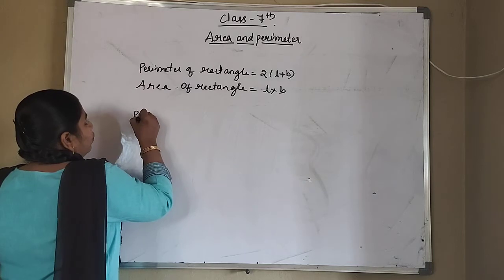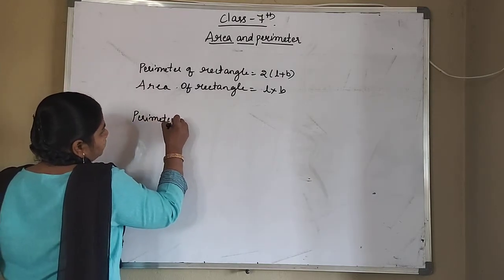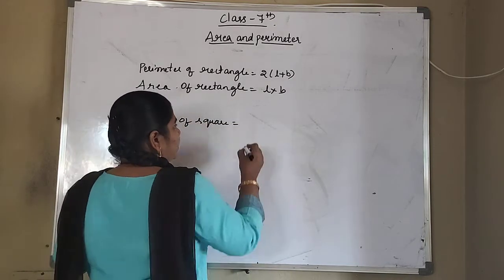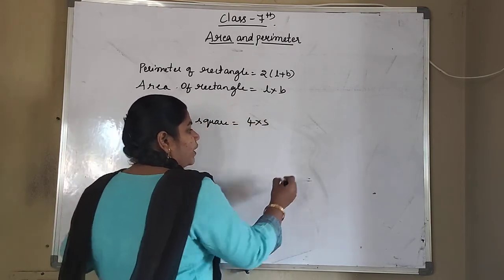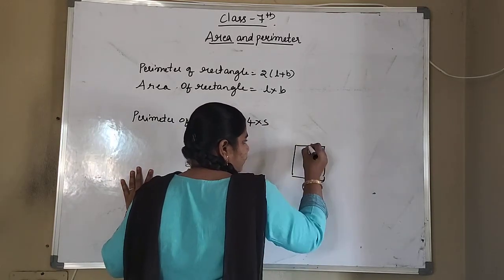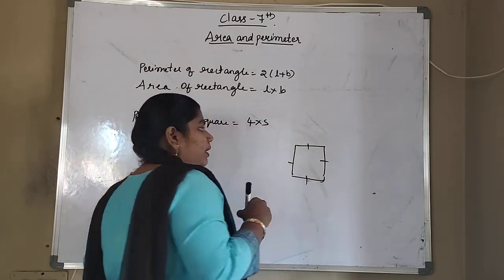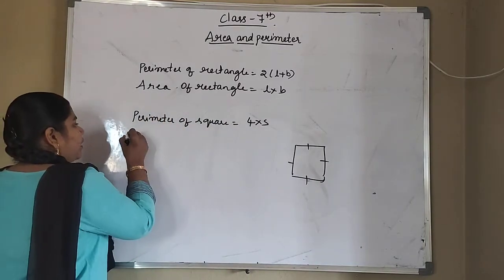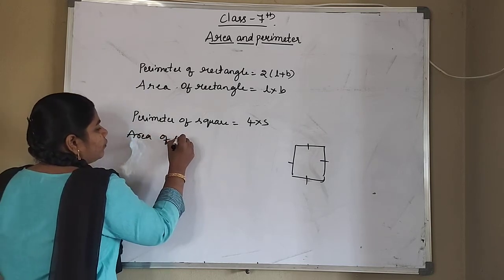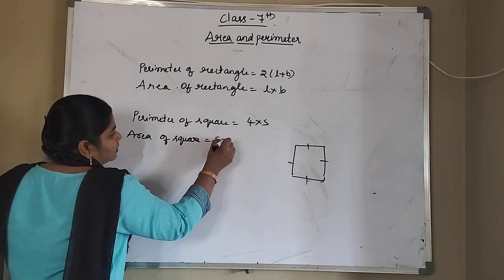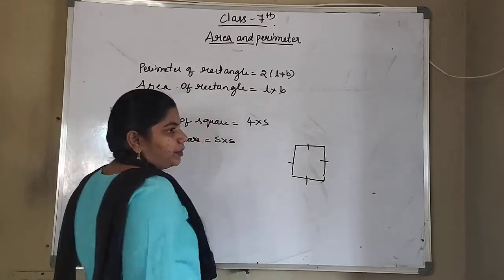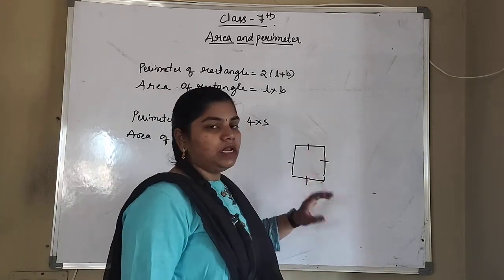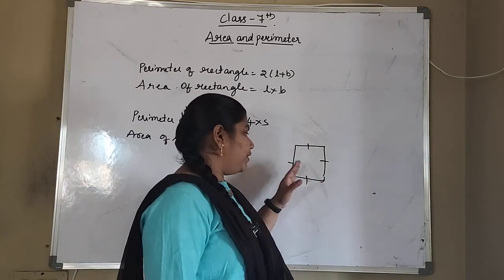In the same way you know about the perimeter of a square. What is the perimeter of a square formula? That is 4 into S. In a square you will see 4 sides, and all sides will be equal. And area of a square. What is the area of a square formula? That is S into S, side into side. We are not taking the form of length into breadth, because here all sides are equal. That's why we take the form of side into side.